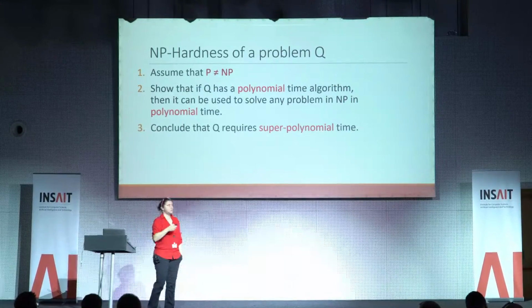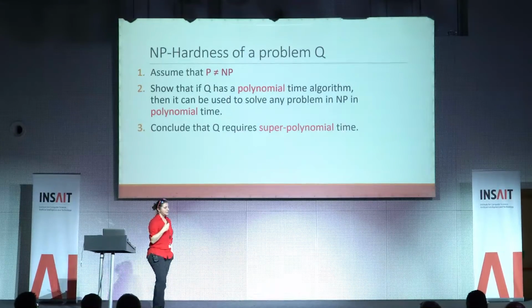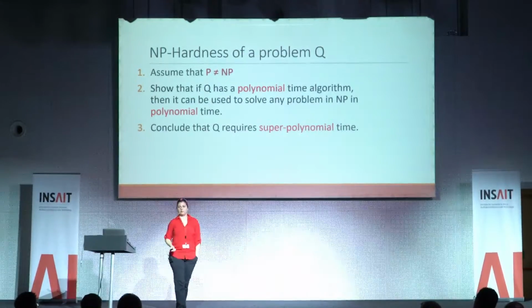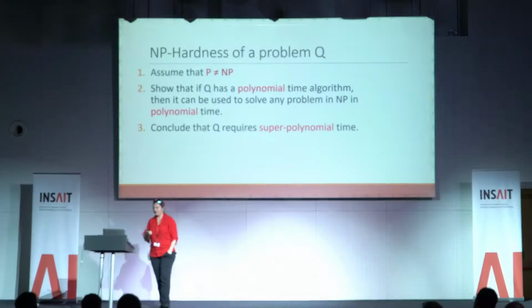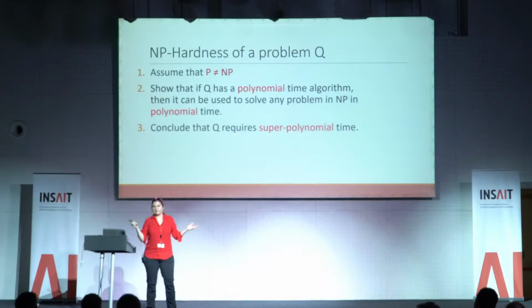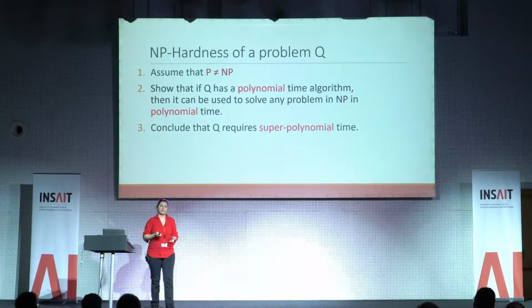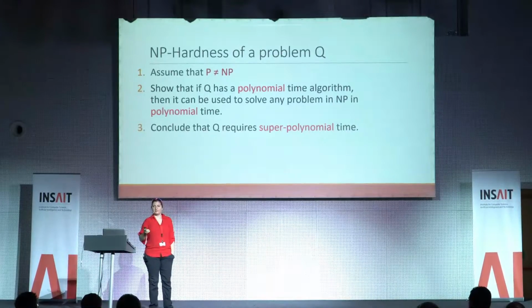And because we assume the opposite over here, we'll get a contradiction. We'll get that Q must require super polynomial time. That's the hardness. So you can use P versus NP to show that our favorite problem, KSAT, probably doesn't have a polynomial time algorithm. Okay, this is great.